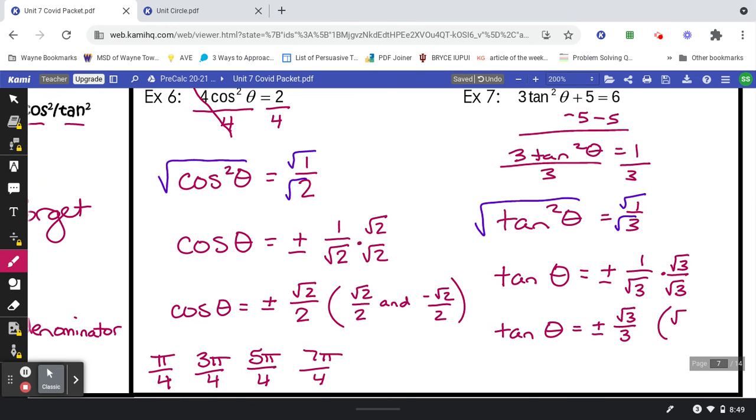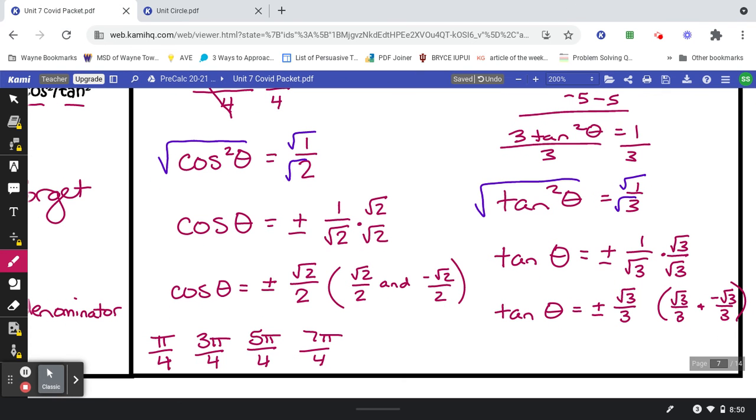So remember, you're looking for all the positive and negative of the tangent where it's radical 3 over 3. Take a look at your unit circle, see if you can find those answers. There are going to be 4 of them. All right, we should have pi over 6, 5 pi over 6, 7 pi over 6, and 11 pi over 6.